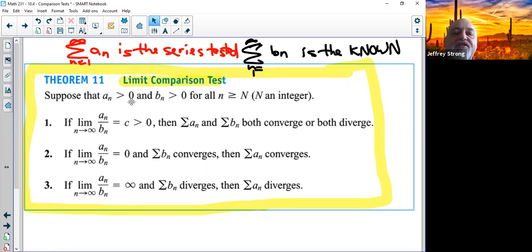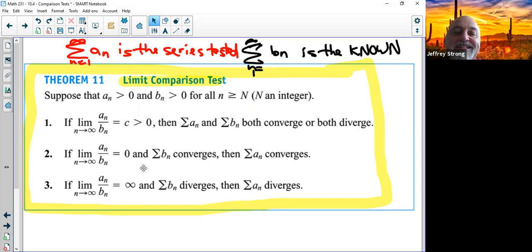Suppose that a sub n is greater than 0, so they have to be positive series. What you do is you make a fraction. Again, the series tested goes on top, the series that you know goes on bottom. Then you take the limit, so that's why this one's called the limit comparison test. When you take the limit, if you get a constant, positive number, then they either both converge or both diverge. And that's great, because remember, you've picked a series that you know converges or diverges. So if you get a number, then you're done. You're going to know the answer.